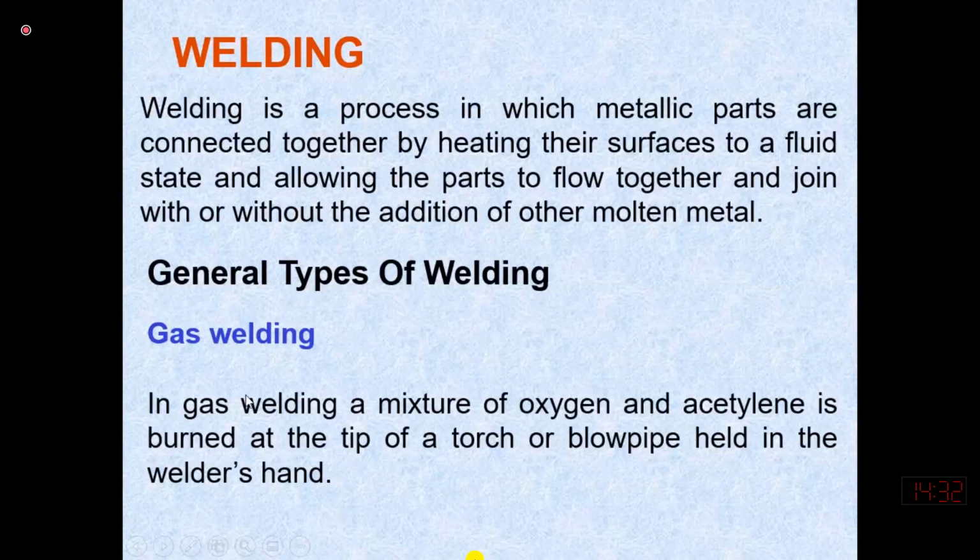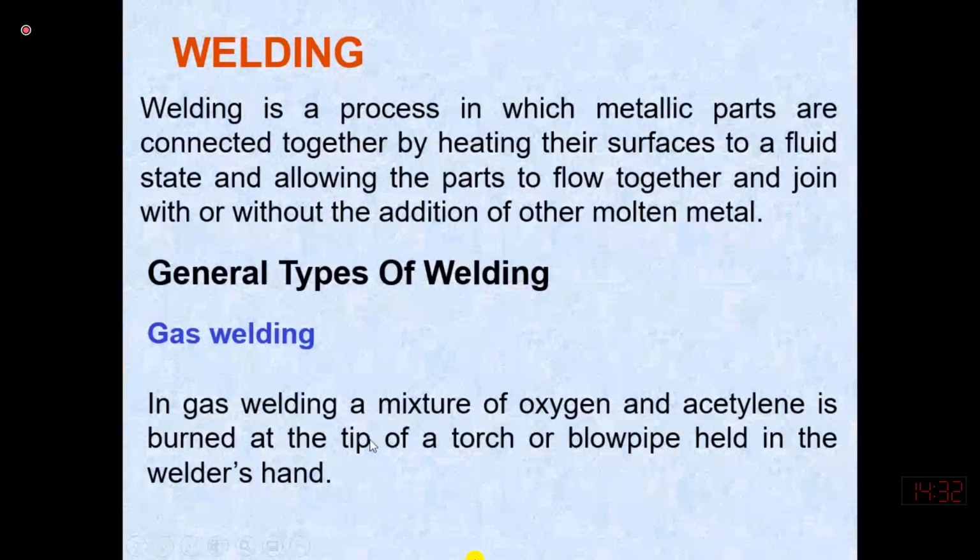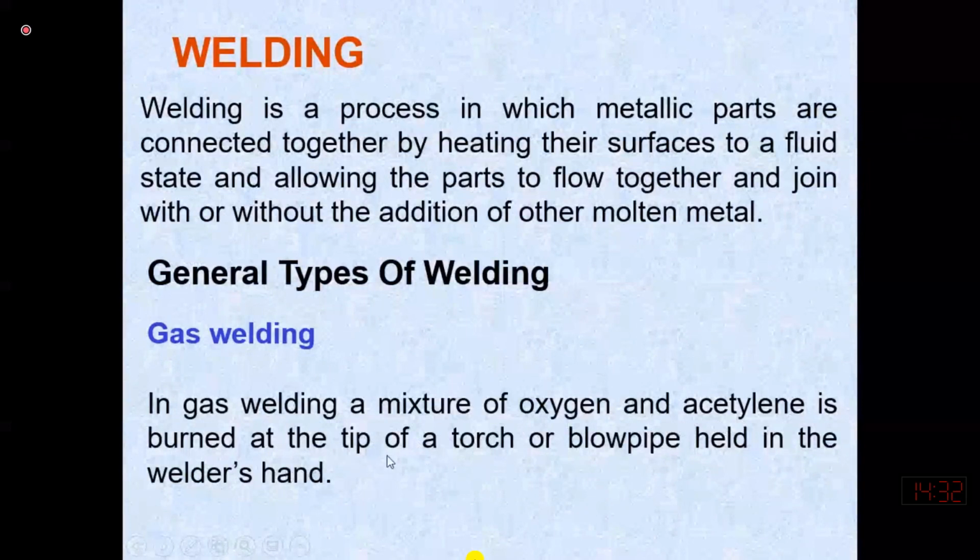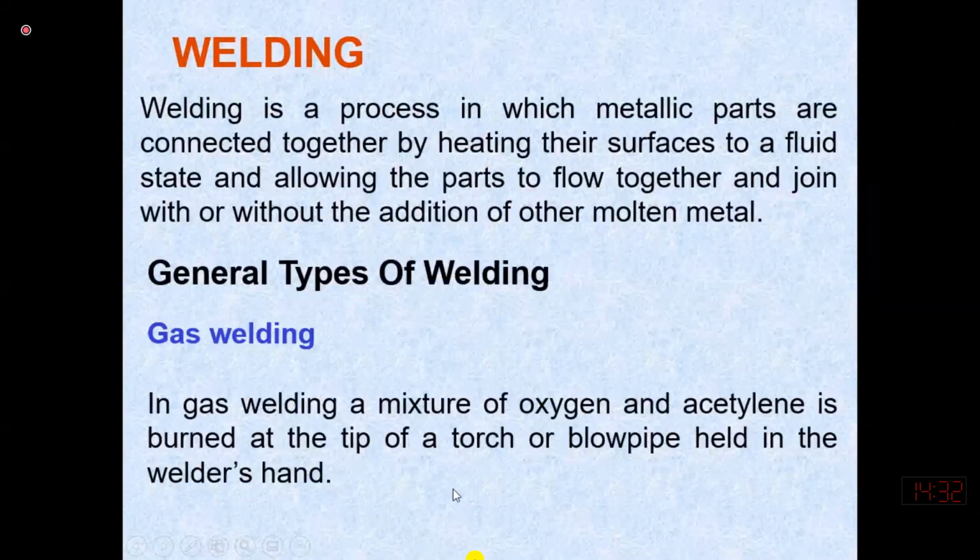So generally there are two types of welding. Number one is the gas welding technique. This is an old technique and relatively maybe cheaper than the electric welding. In gas welding, a mixture of oxygen and acetylene gases is burned at the tip of a torch or a blowpipe held in the welder's hand. So actually they are mixing two gases, and after mixing they are heated up, and we achieve a flame which has a very high temperature.